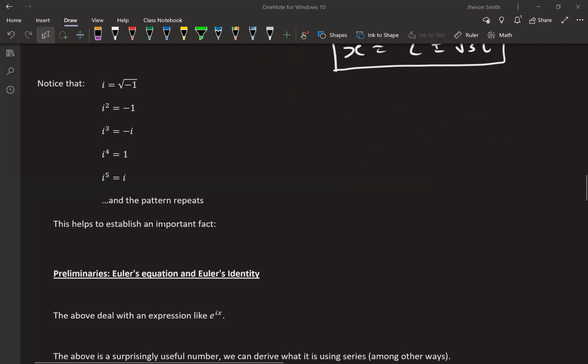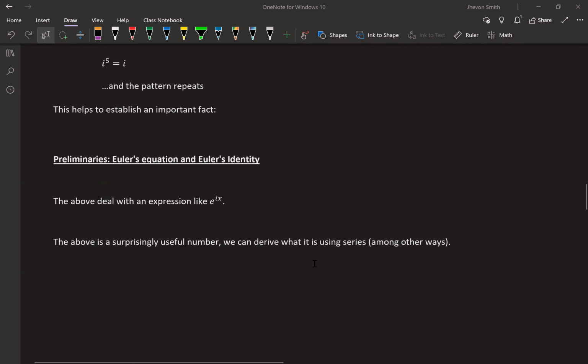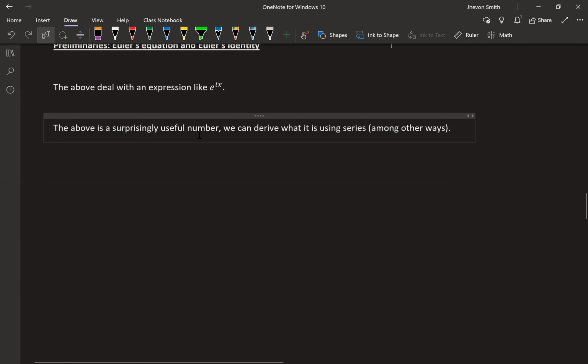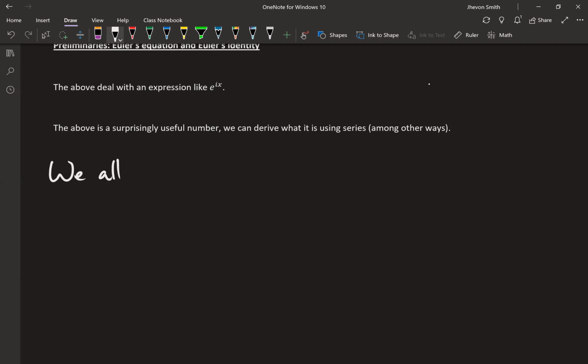This actually helps us to establish an important fact, which is the next preliminary I'm going to tell you about. It's called Euler's identity and Euler's equation. This is something that helps us deal with the expression like e to the ix. Now, of course, the above is a surprisingly useful number, and here's how we can figure out what that guy is. So we all remember, of course, that e to the x as a series.